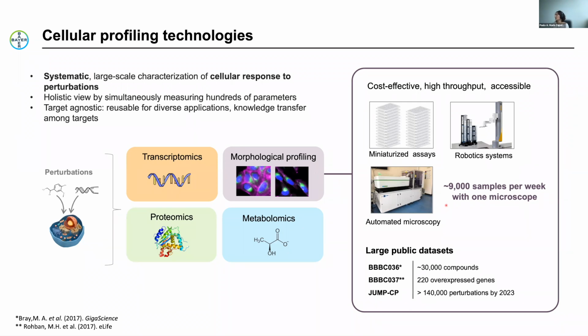And just so that you get an idea of what throughput you can get with morphological profiling, at Bayer we can sample around 9,000 samples per week using only one microscope. So it's really, really high throughput.